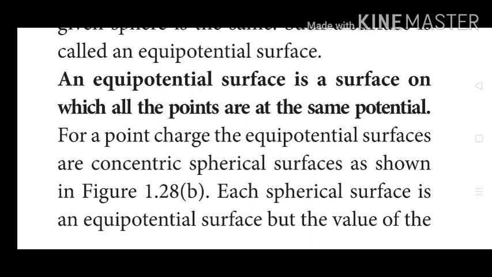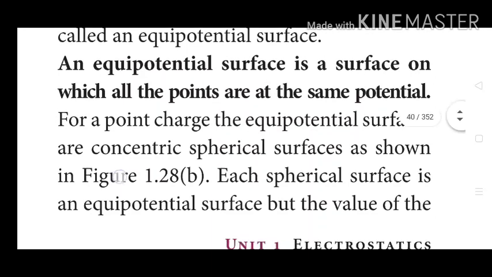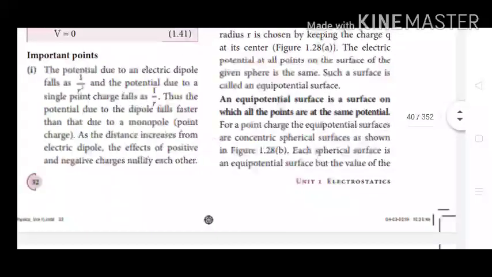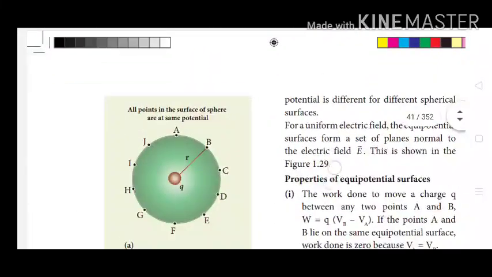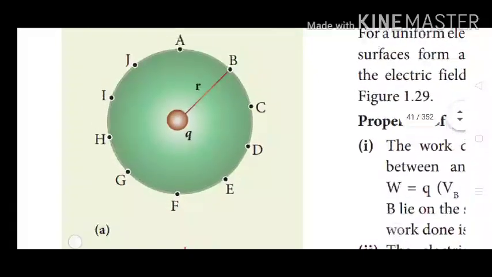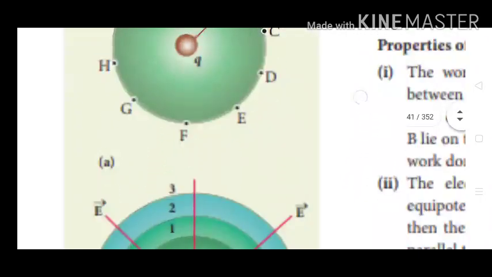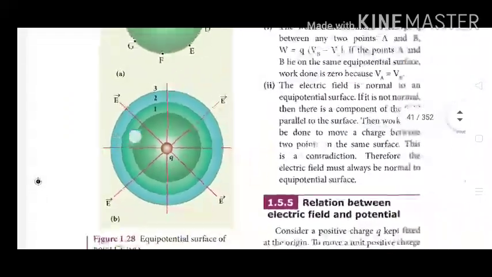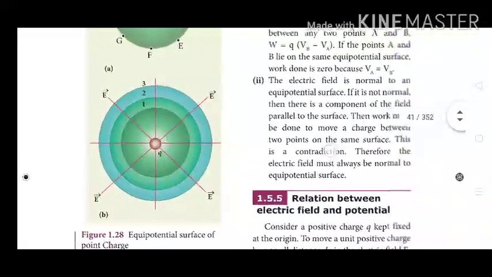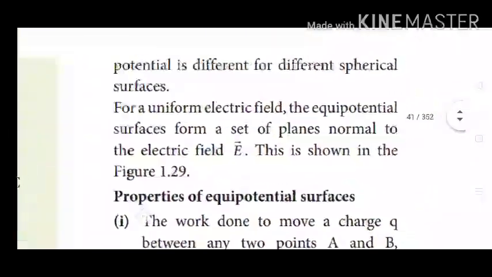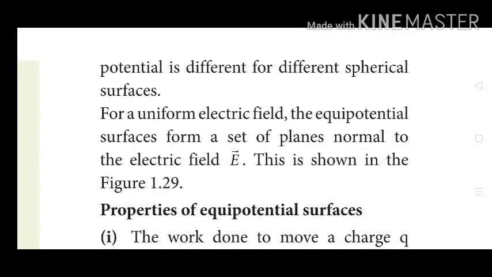It's a simple concept. Maybe they ask a 2 mark or 1 mark question. Now see the diagram of the equipotential surface due to a point charge. In the first diagram, all points on the surface of the sphere are at the same potential. In the second diagram, the concentric circles: the same sphere has the same potential, and different spheres have different potentials. Now we see that the potential differs for different spherical surfaces.